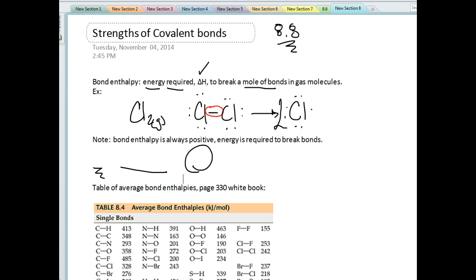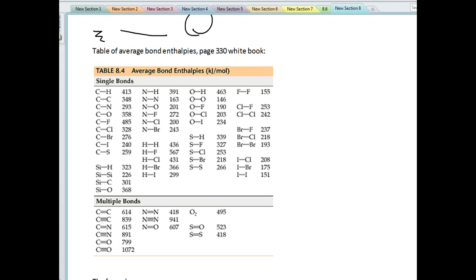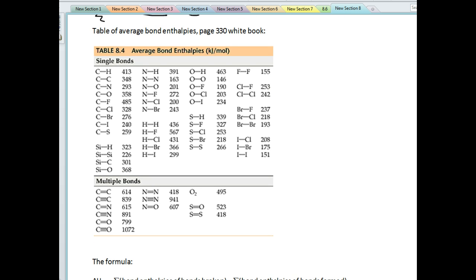Now, some of the problems that we're going to be doing for tonight's homework are going to require you to look up some average bond enthalpies. So on page 330 of your white book is a table that looks just like this. You don't need to copy this down. You'll always be given these values or asked to calculate these values, depending. And so let's just kind of look at these guys.